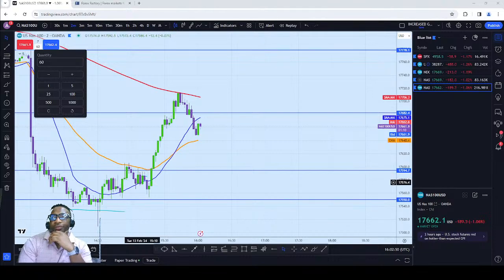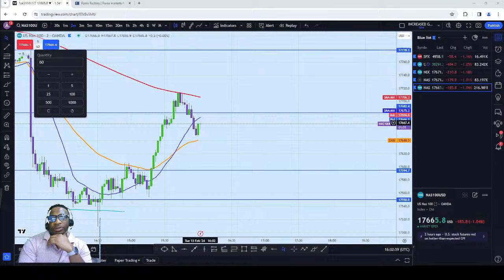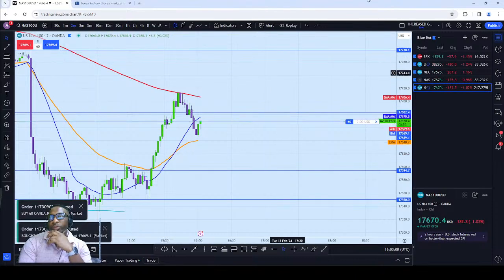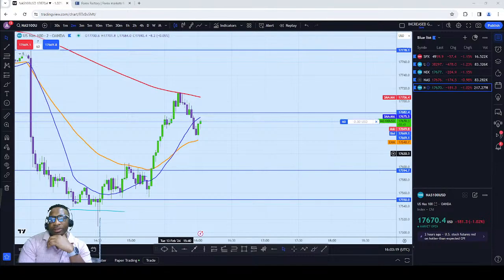So for us to get a better understanding, just as I was explaining before, the reason why this is still in the zone of the blue line is that the blue line crossed above the yellow line. So once there's a crossover, we expect a pullback.